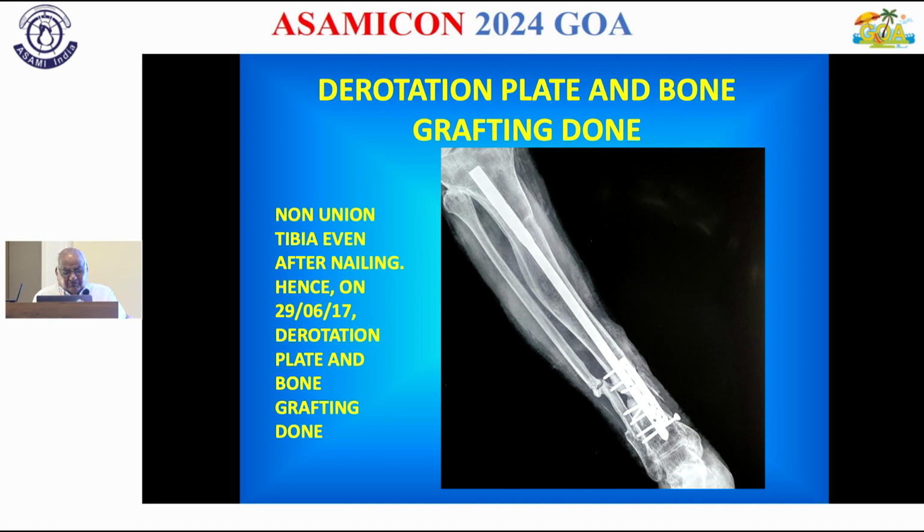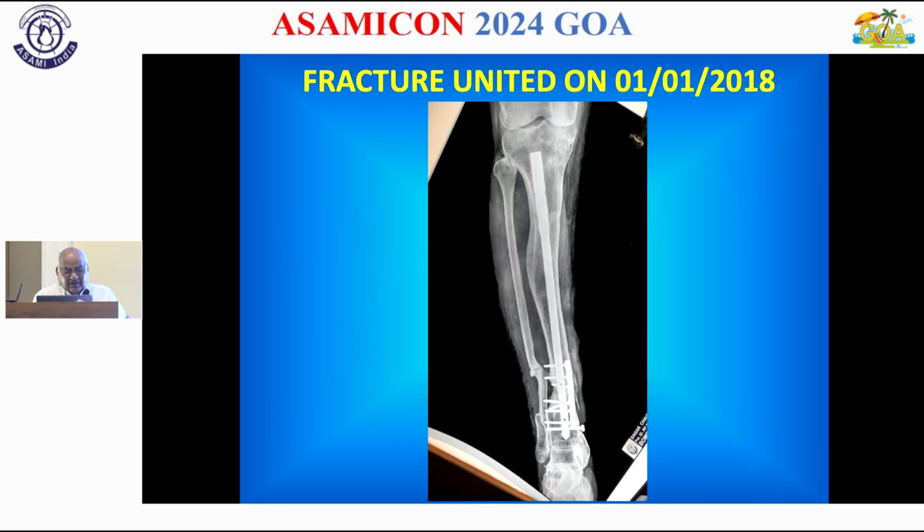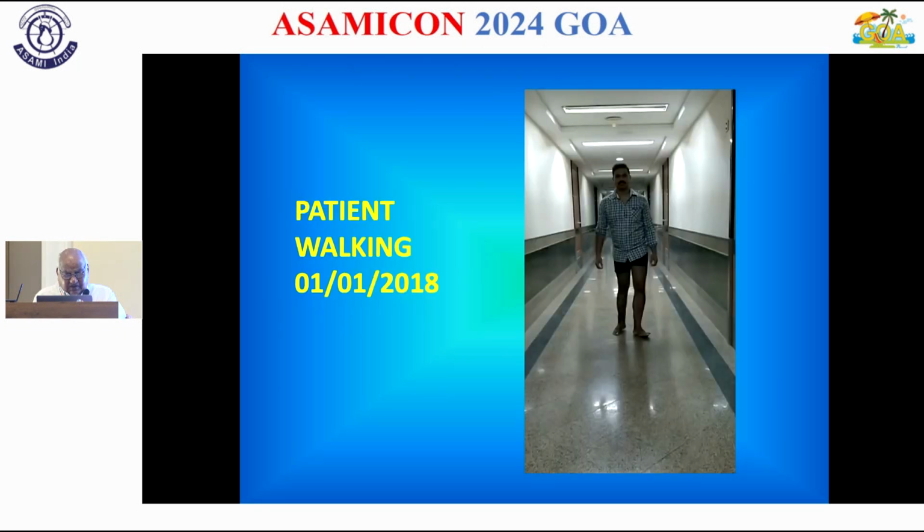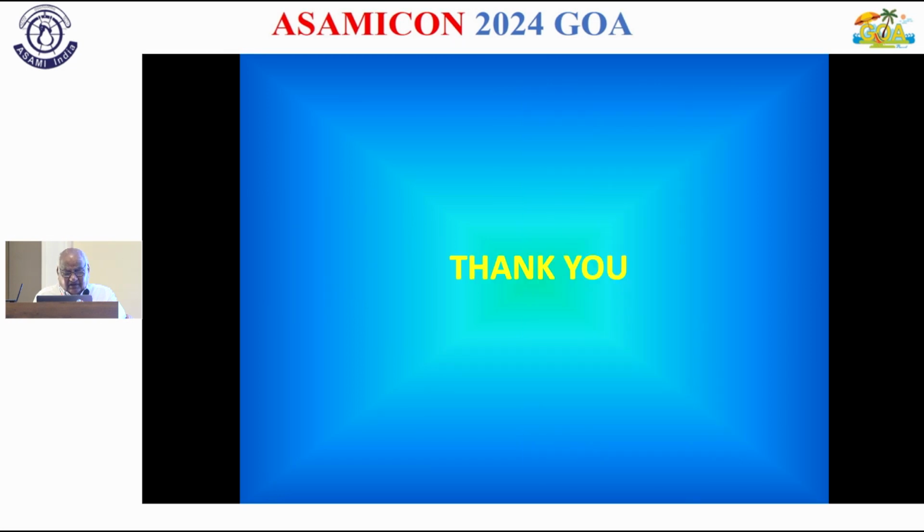derotational plating and bone grafting. In 18, that is after 4 years of the primary injury, the fracture united and the patient is walking about very well. So this is the clinical picture. You can see that there is no difference between the 2 legs. And he can walk about.